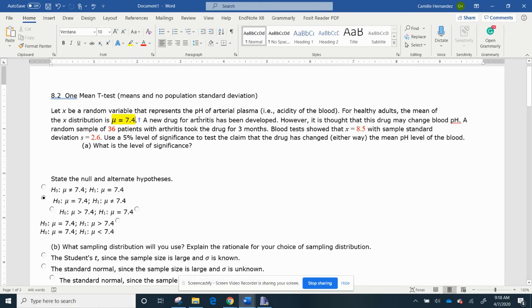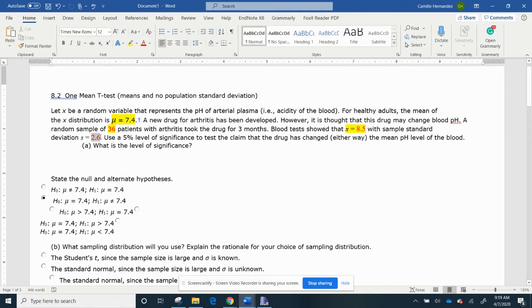So a new drug for arthritis has been developed. However, it is thought that the drug may change blood pH. A random sample of 36 patients with arthritis took the drug for 3 months. Blood tests show that the mean was 8.5 with a sample standard deviation of 2.6.